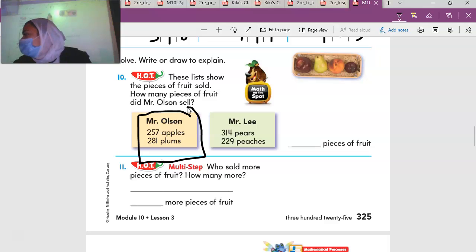These lists show the pieces of fruit sold. How many pieces of fruit did Mr. Olson sell? So we're only adding Mr. Olson. That's actually a very simple problem. 257 plus 281.